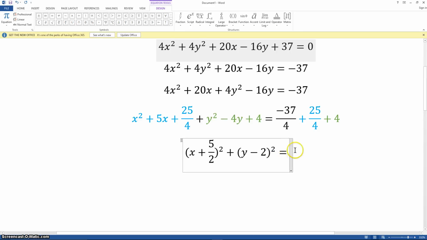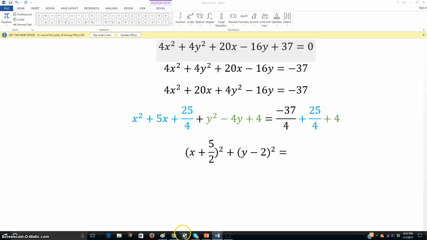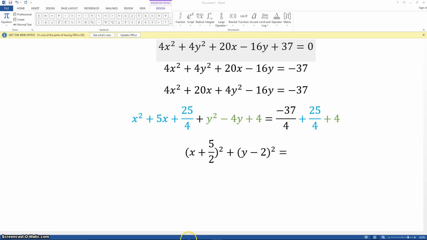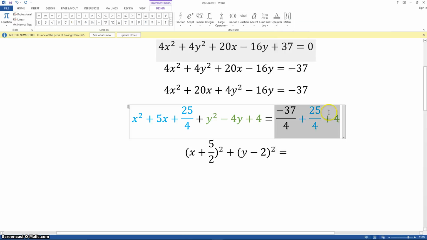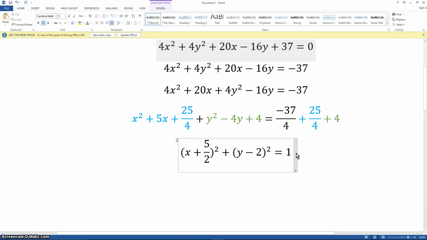Equals, well, in this case, we're going to go ahead and add all of this up. So we get -37/4 plus 25/4, and then plus 4 gives us 1. So we end up getting 1.